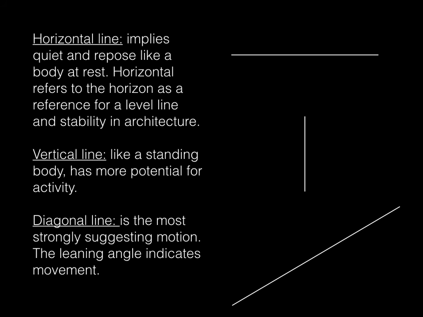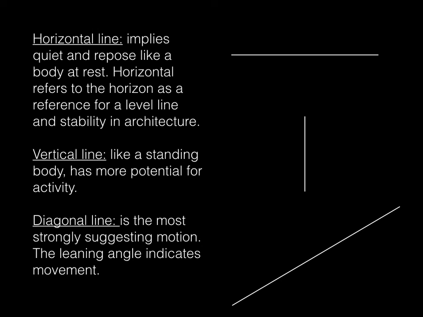All right, let's just slow down for a second and talk a little bit about the nitty-gritty of lines and how they kind of feel in a sculpture. So a horizontal line implies quiet and repose, like a body at rest. Horizontal refers to the horizon as a reference for level line and stability in architecture. I love to relate the body to lines. So when you're horizontal, you are asleep or calm or relaxing or laying.